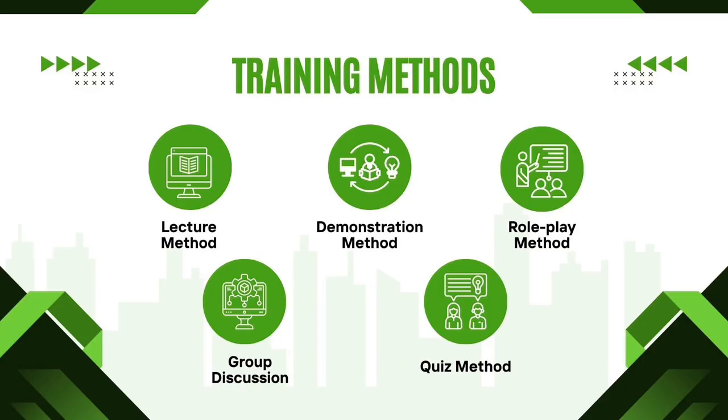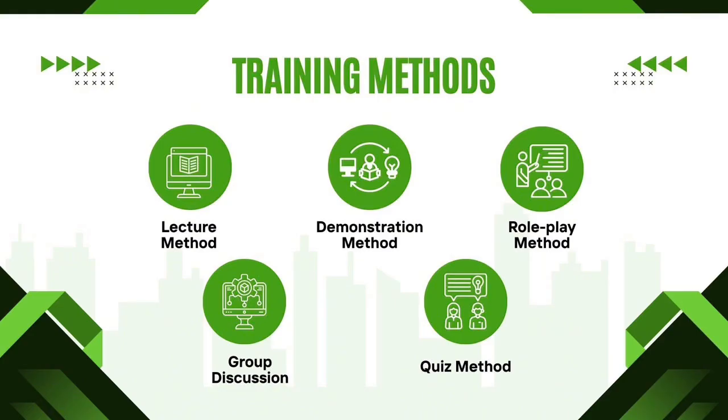Training methods. We use 5 methods, which are lecture method, demonstration method, role play method, group discussion, and quiz method. The lecture method is used to explain the basic knowledge and theory about guest complaint. The demonstration method allows participants to observe the correct way to handle complaints. The role play method gives participants the chance to practice real situations such as dealing with an angry guest or solving a service problem. Group discussion allows participants to share ideas and experience. Lastly, the quiz method is used to test their understanding after the training.